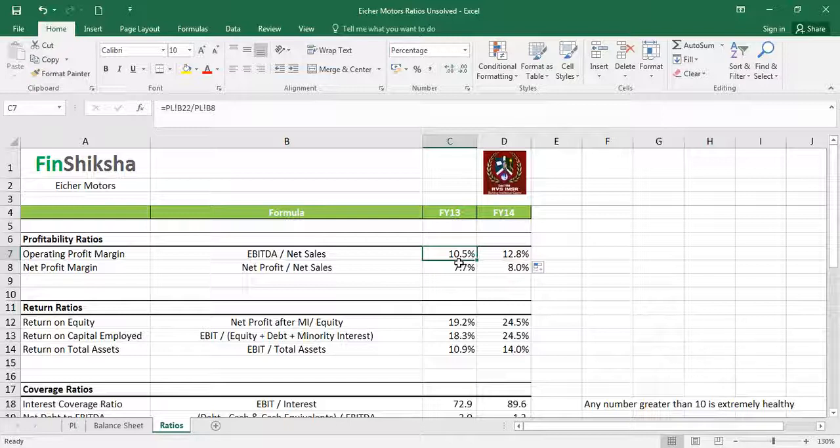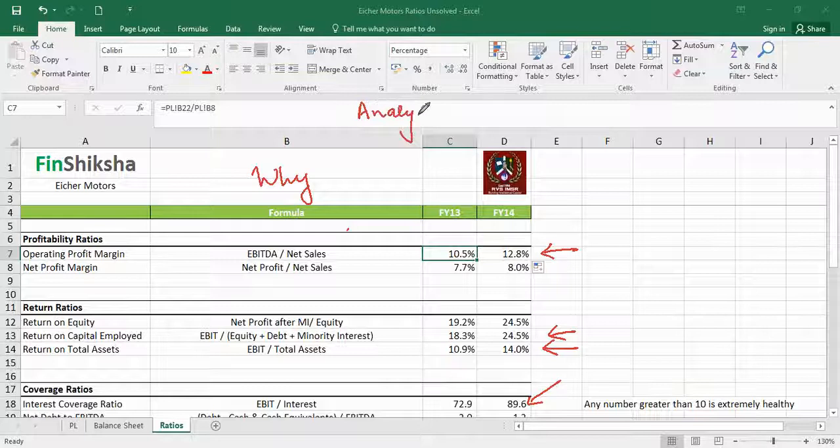So far, what we have done is taken out the numbers, put them from the annual report into the Excel file, and calculated the ratios. Now we are in a position where our question has to change to not just how were we calculating the numbers, but more on why is a certain number moving, right? So from now on, the most important question for us will become why. Why is operating margin going up? Why is return on assets and return on capital employed and return on equity going up? Why is interest coverage going down? That's where the entire concept of analysis will come in.